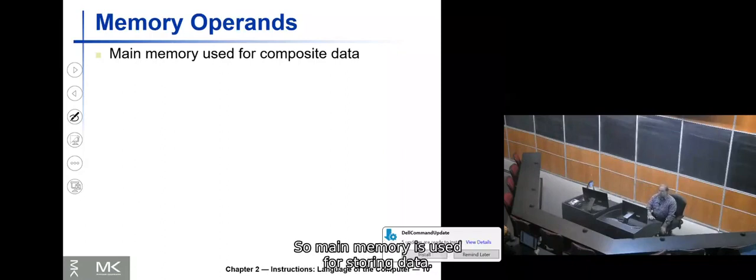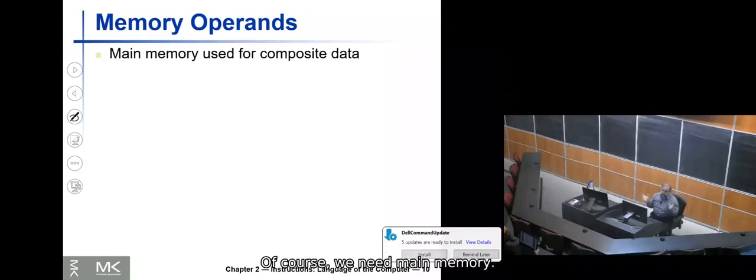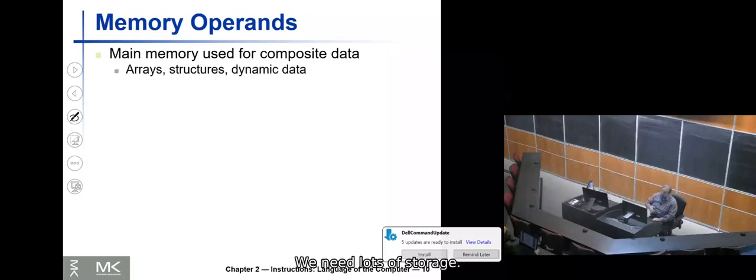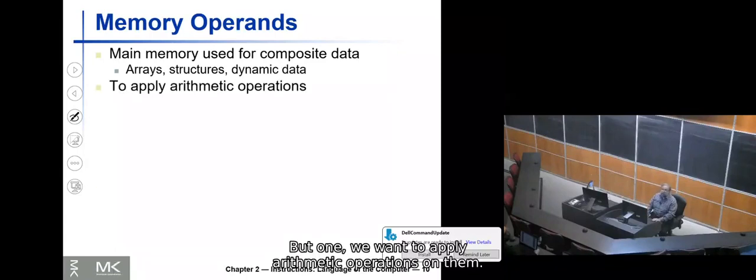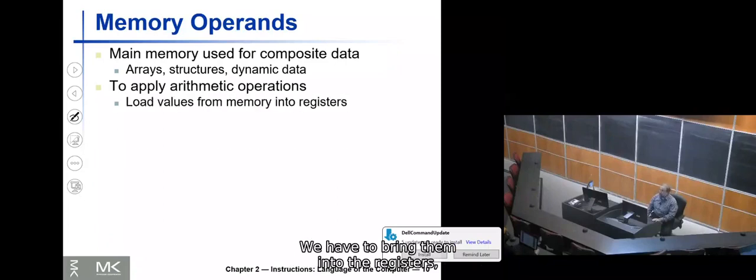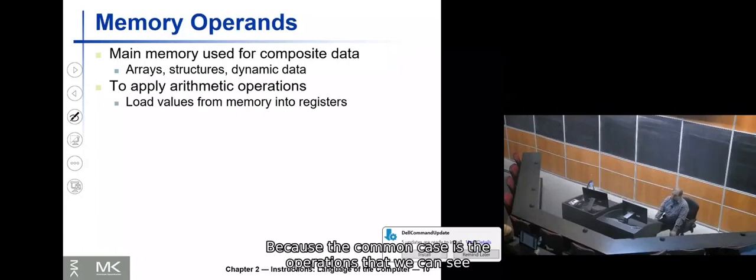So main memory is used for storing data. Of course, we need main memory. We need lots of storage: arrays, structures, dynamic data. But when we want to apply arithmetic operations on them, we have to bring them into the registers, into this processor. Back, yes. When you mentioned making the common case fast, is that attribute associated with bringing the memory into the register? Yes. Why?